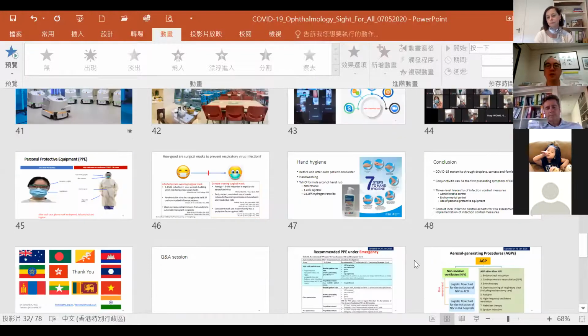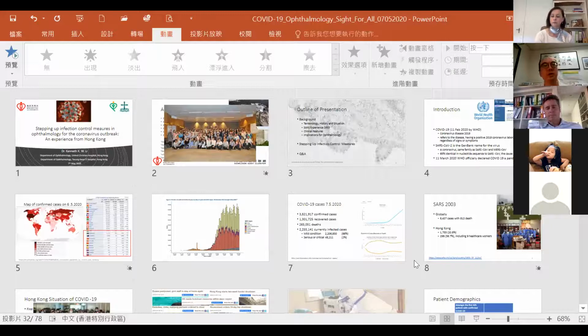I have looked, and there is a recent letter which has described one case in a small child that presented with lid edema and injection of the eye as the first presenting sign of COVID-19. But I don't think there are other reports. Gerard, are you aware of other reports of ocular manifestation in children?